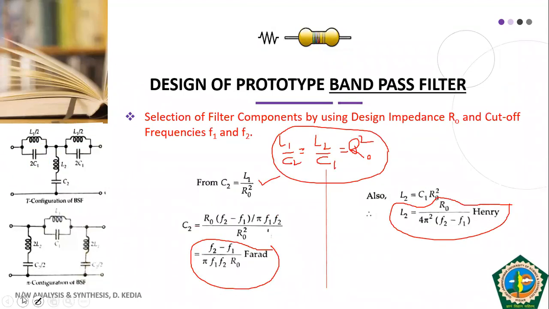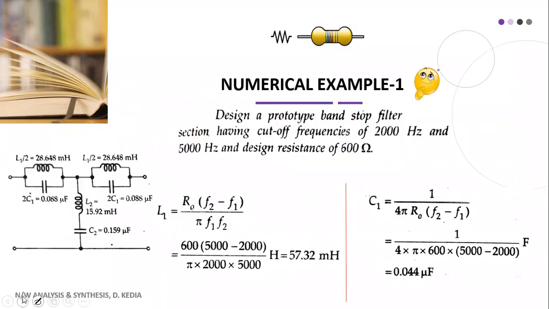Now we discuss one very simple numerical that will clarify your concepts further. So here what we have to do, we have to design a prototype band stop filter having cutoff frequencies 2 kilohertz and 5 kilohertz. So this is our F1 and this is our F2. So we are given cutoff frequencies and we are given design resistance. Okay, that is 600 ohm. That is your R naught.